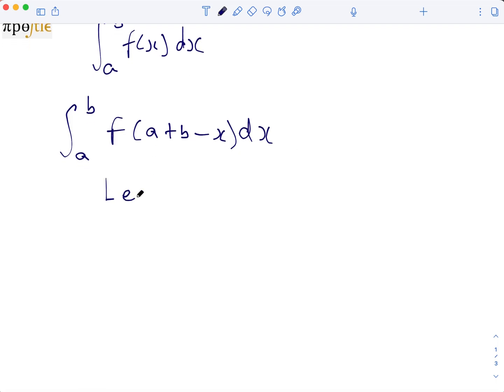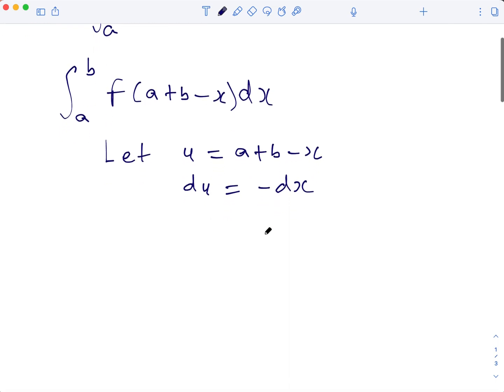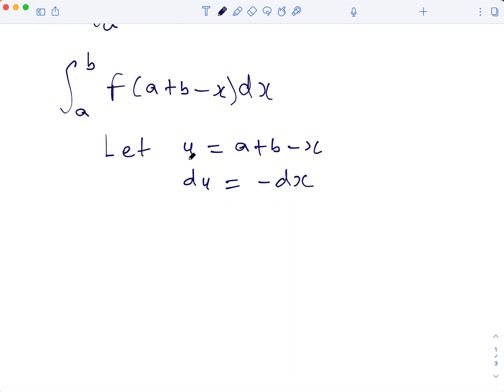You can say let u equals a plus b minus x. Now what does this imply? That implies that the u would be minus the x. I believe everybody can do that. Now on getting this, that implies that we can make some substitution when x equals a, so that we can get the lower limit.